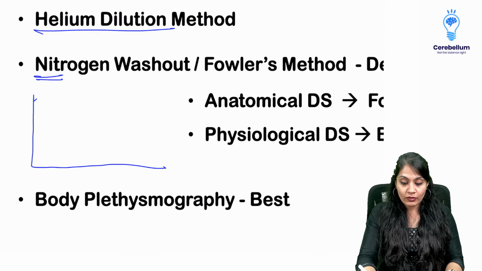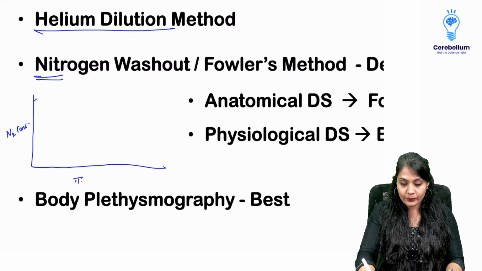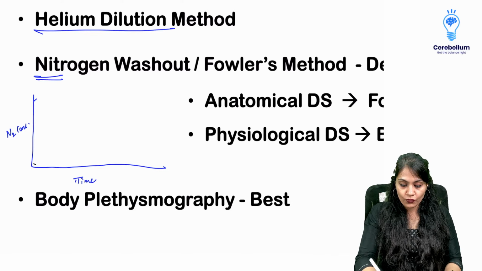All right. So there will be 4 phases. Let's say this is the nitrogen concentration, and this is the time. As soon as he starts to expire, what happens to the nitrogen concentration? First of all, the nitrogen concentration will be 0. Why?